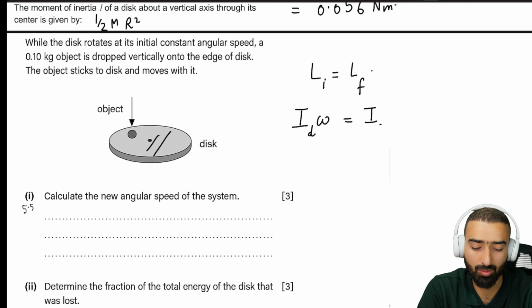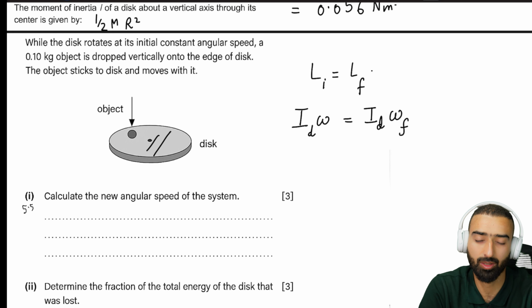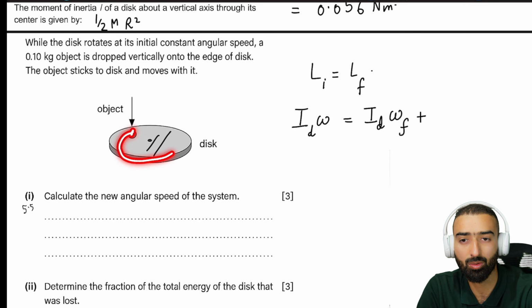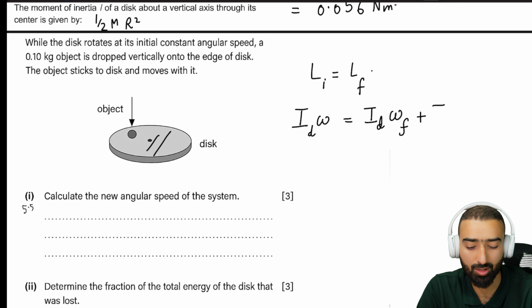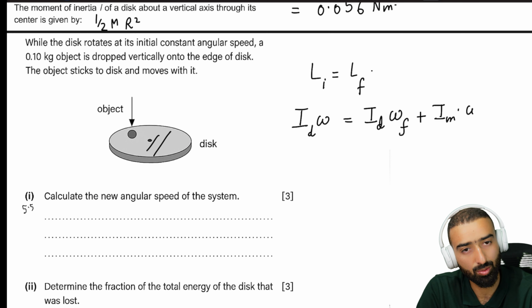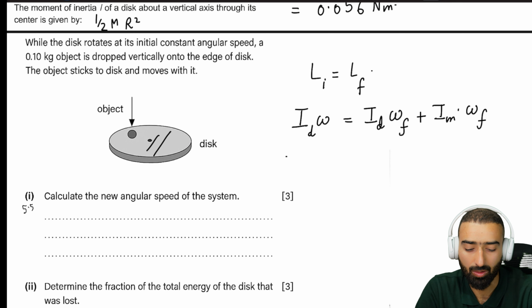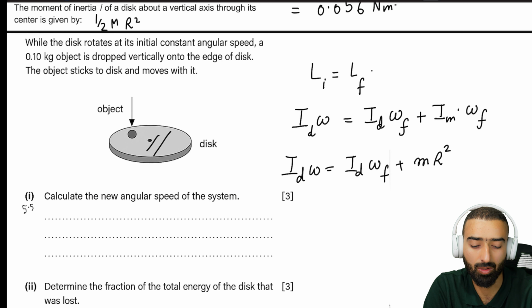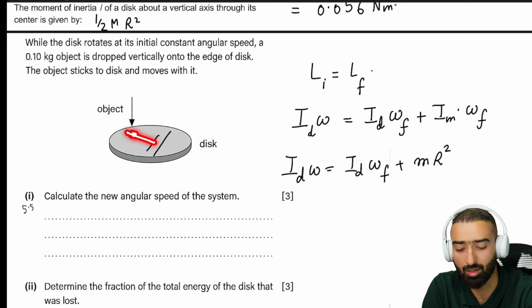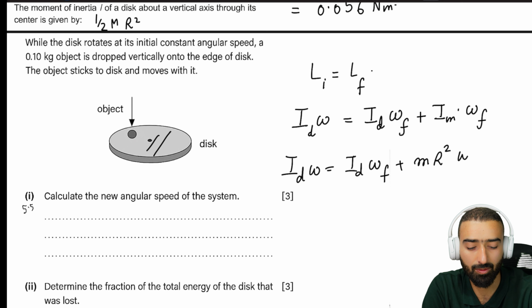The disk still is rotating but with another omega. So it would be I disk times omega final plus. Now since the mass is also rotating in a circle, it's also going to contribute to the momentum. So what's the contribution due to the mass? It will be the moment of inertia of the mass times, and it's rotating with the same omega. Alright, so simplifying this would give us moment of inertia of the disk, omega final, plus moment of inertia of the mass. It would be m r square. M is the mass of the object, r is its distance, times omega final.